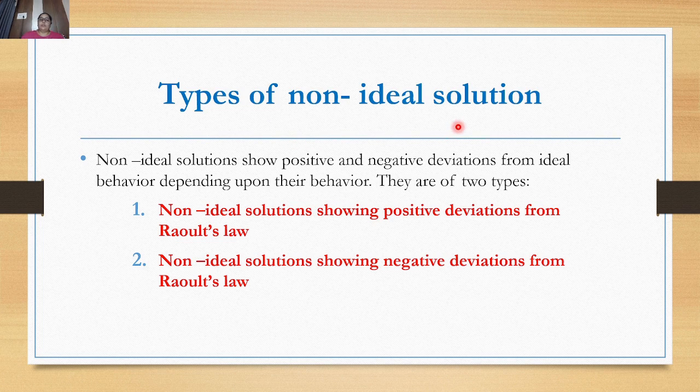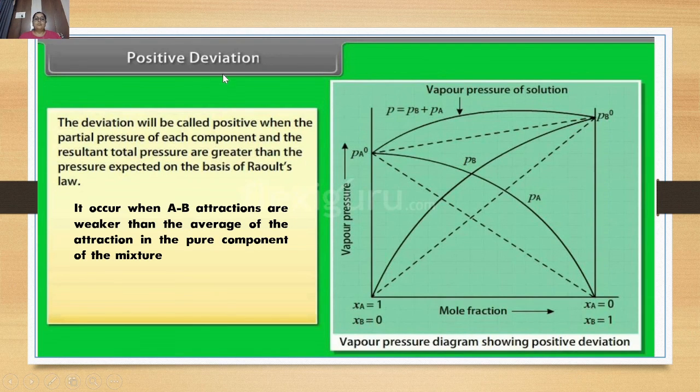Now the types of non-ideal solution, there are two types of non-ideal solution. One is the non-ideal solution showing positive deviation from Raoult's law, and other is the non-ideal solution showing negative deviation from Raoult's law. So first is the positive deviation from the Raoult's law. Here the A-B attractions are weaker than the average attraction of the pure component of the mixture. Therefore, the deviation will be positive as the partial pressure of each component and the total resultant pressure are greater than that of the pressure expected from the Raoult's law.